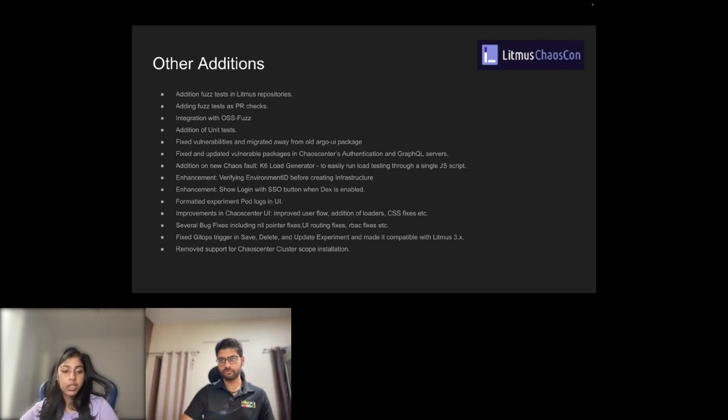Lastly, with the 3.9 release, Chaos Center cluster scope installation is no more supported. Now, in the recent releases, we are only supporting the namespace scope installation. So these were some of the high level contributions that have been added. Other than that, we have had multiple contributions in Litmus documentations, translations, readmes.